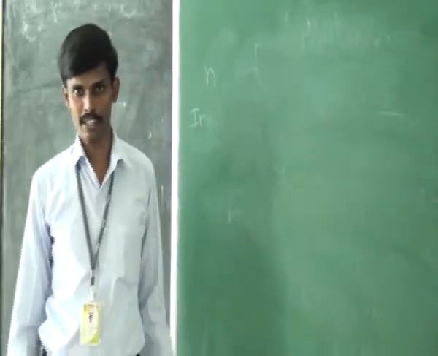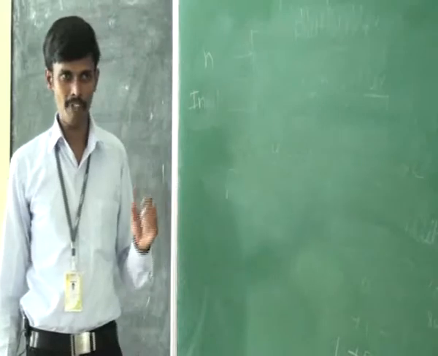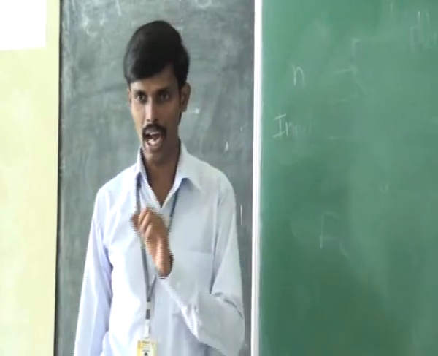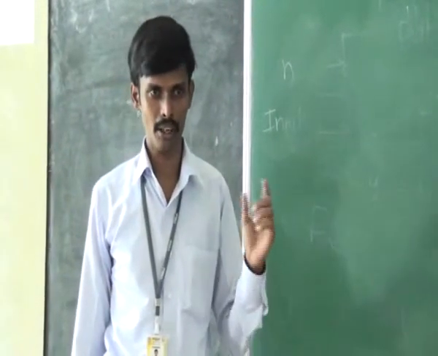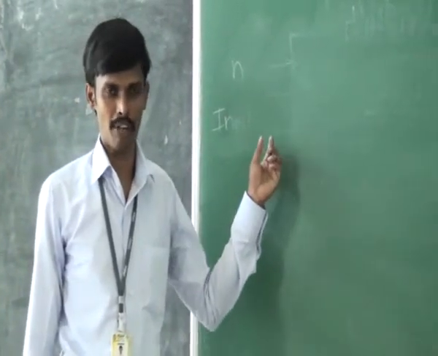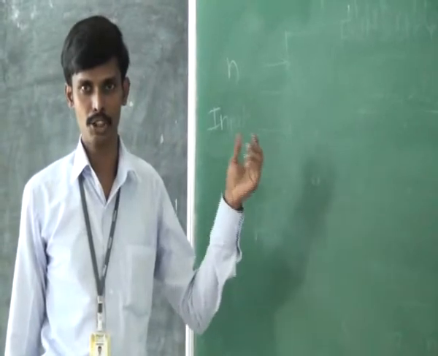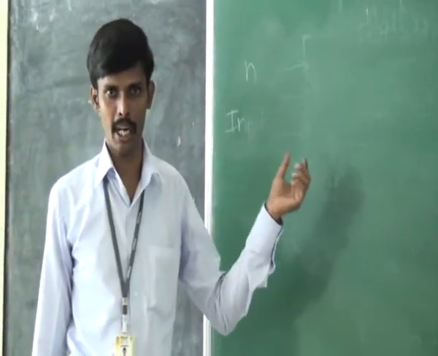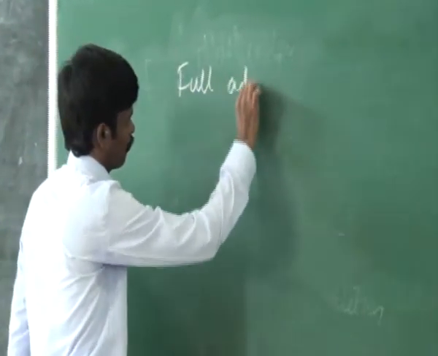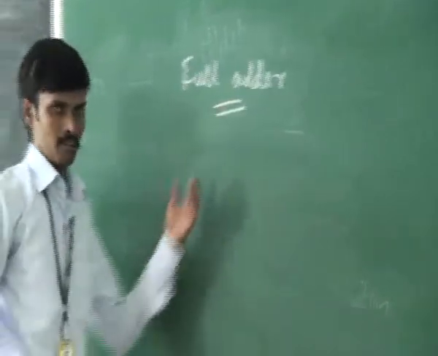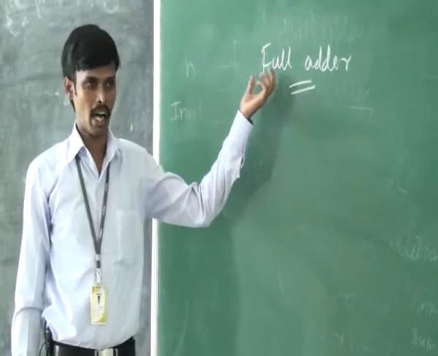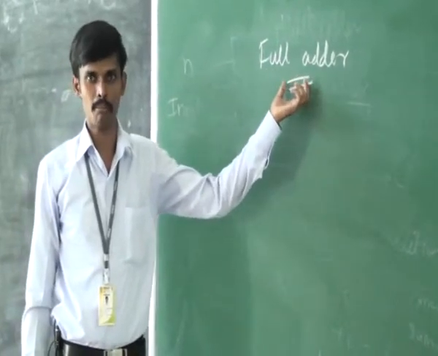Before going to full adder, first let us see the limitations of half adder. Half adder has two inputs and there is no provision to add the carry generated from the last stage. So in order to avoid the limitations of half adder, full adder is designed to perform addition of 3 binary digits. What is meant by full adder? Full adder is a combinational circuit that performs the arithmetic sum of 3 binary digits.